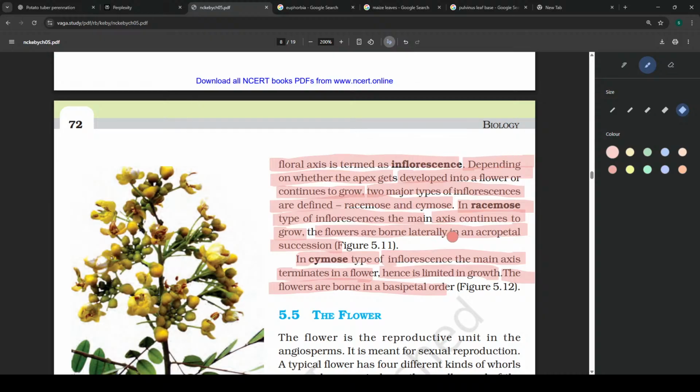And in case of racemose, it is an acropetal succession of the flowers, meaning the flowers will get arranged laterally from base to top, base to apex. Older flowers will be at the bottom, newer flowers will be at the top. But in case of the cymose inflorescence, the newer flowers will be at the bottom, the older flowers will be at the top.